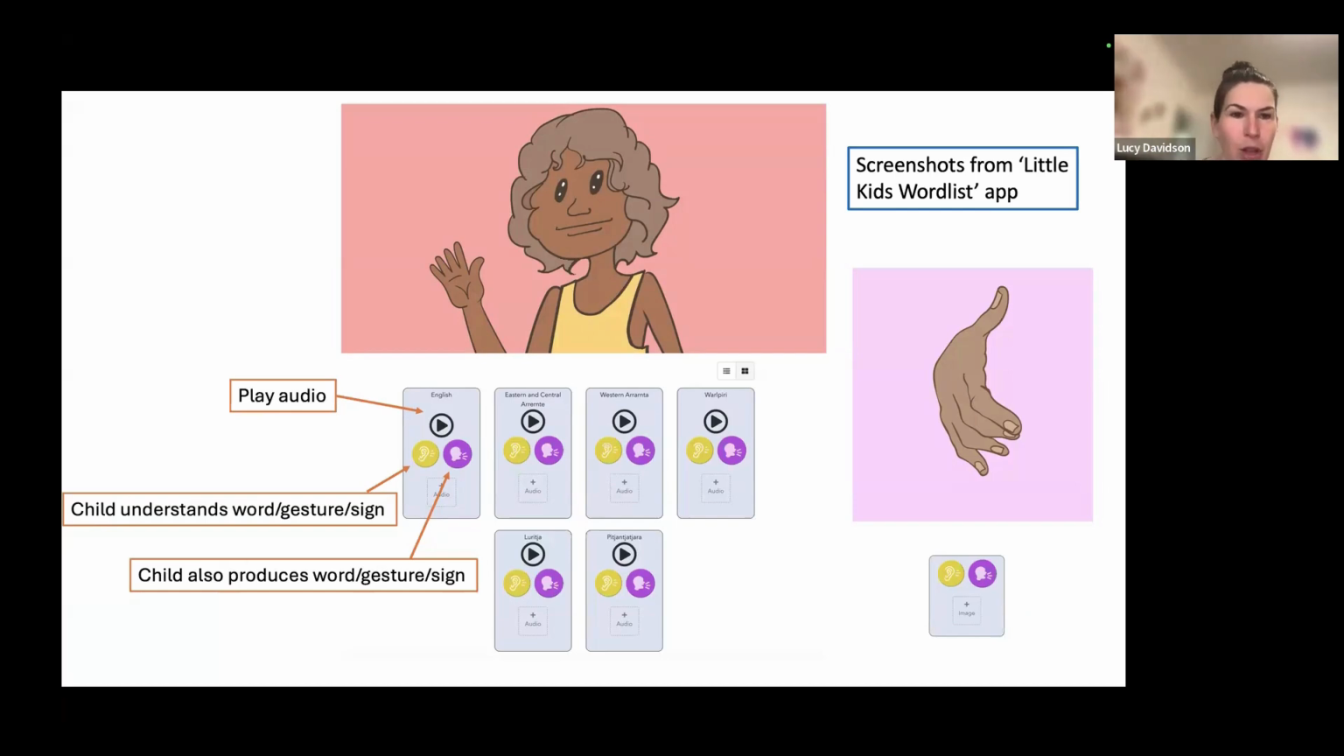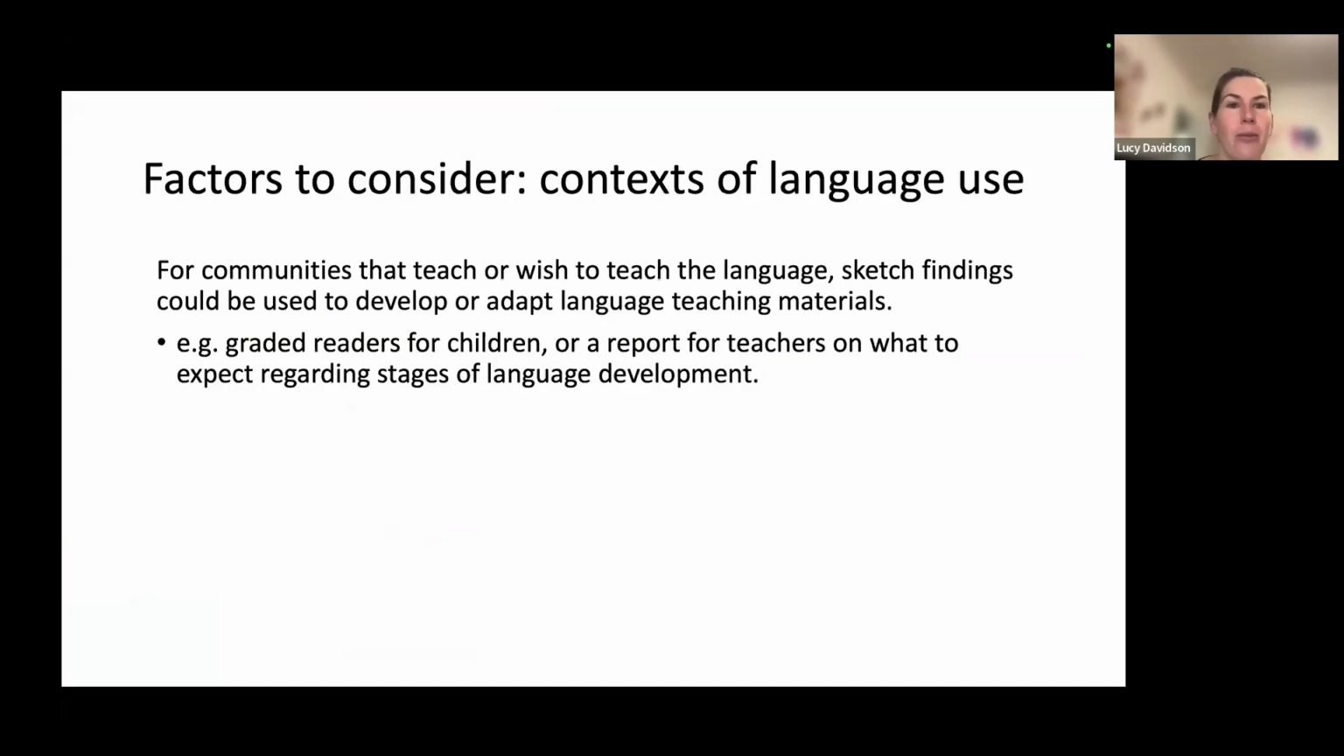So there are two examples, one high tech, one low tech, of successful adaptations of the MacArthur Bates CDI. It sounds like they've been really well received by communities that had a need for them. Okay, another factor to consider is context of language use.